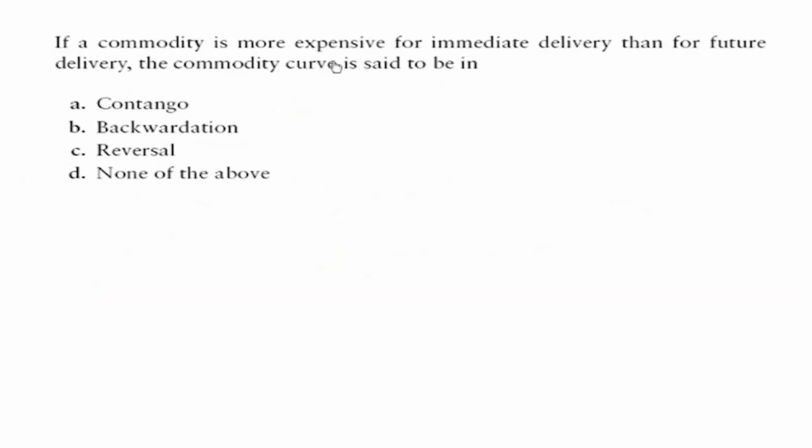If a commodity is more expensive for immediate delivery than for future delivery, so S is greater than F, then the commodity curve is said to be in backwardation. There is nothing called reversal.